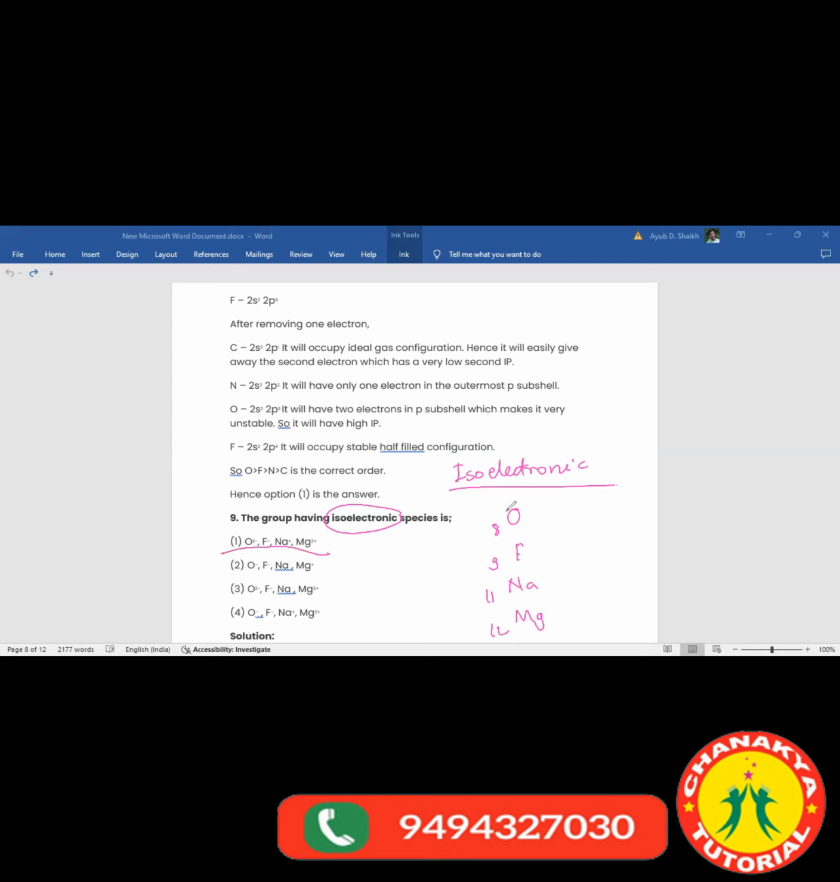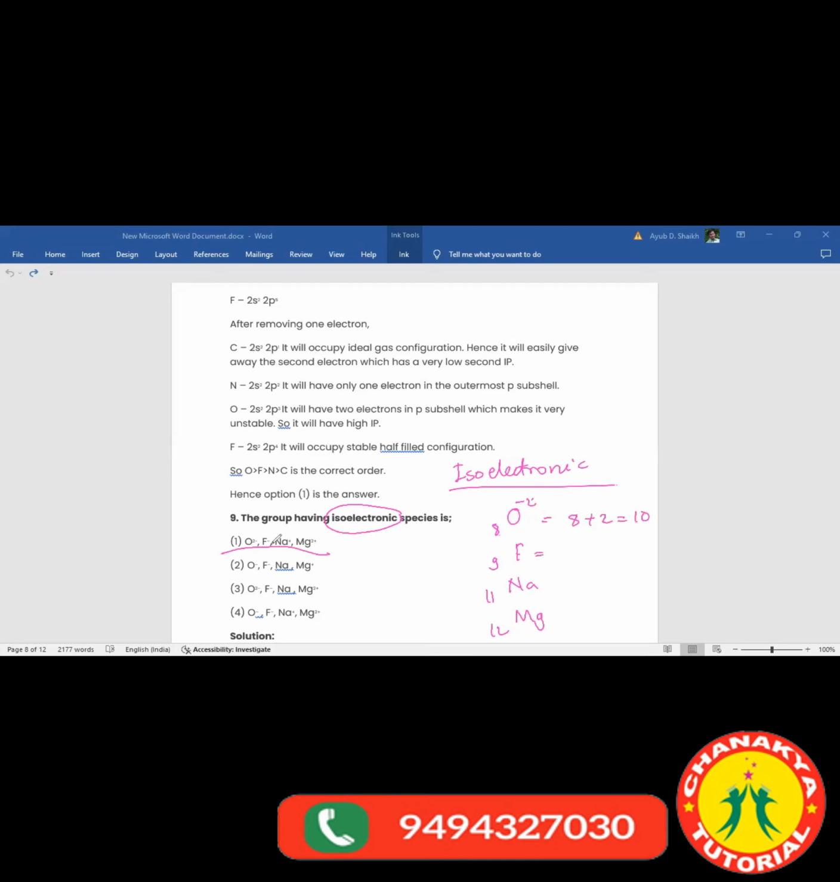Oxygen, O minus 2. Minus 2 means whatever negative charge is there, that many electrons you are supposed to add to the atomic number. Because atomic number is equal to the number of protons present in the nucleus of an atom, which is equal to the number of electrons present in the atom, correct? So 8 electrons plus these 2 extra added with the negative charge. So 8 plus 2 is equal to 10 electrons.